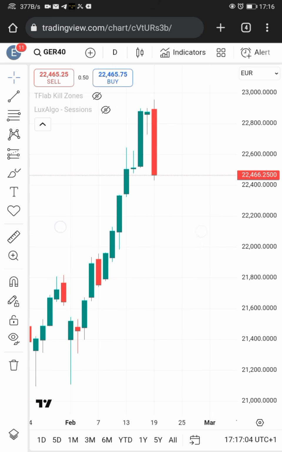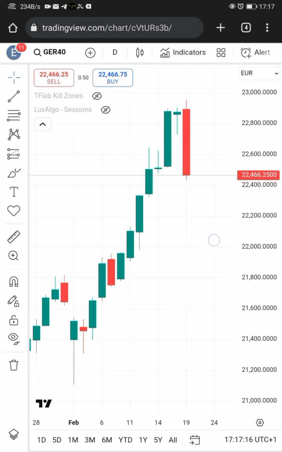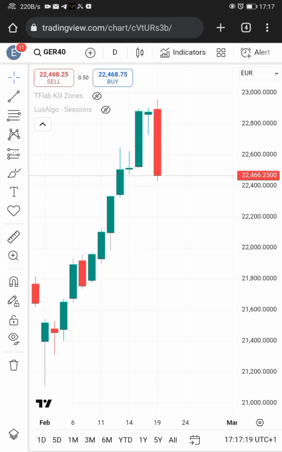Right now on this daily chart, what you should be focusing on is the previous day candle, the daily highs and lows. How are we going to do this? We are not going with the trend. When it comes to this, we are not going with the trend. I'm also going to show you how you can go with the trend, but for the sake of this strategy, you are not going with the trend.